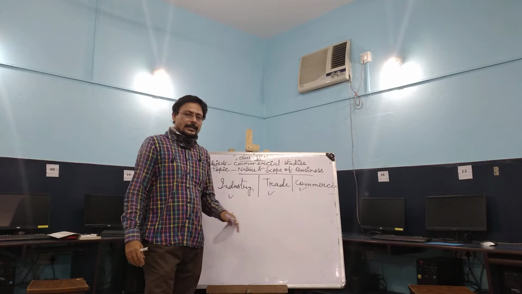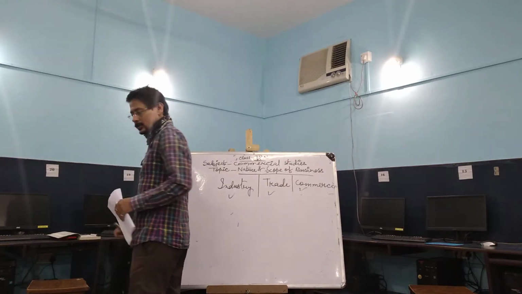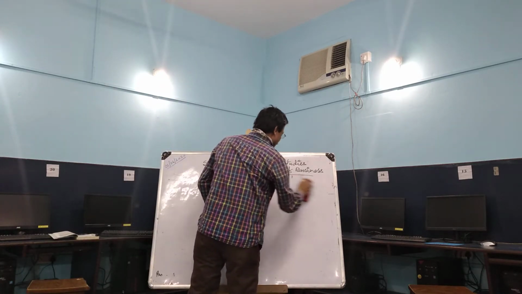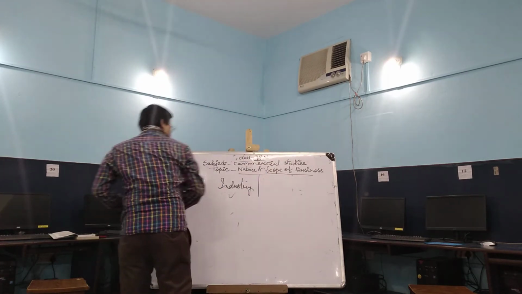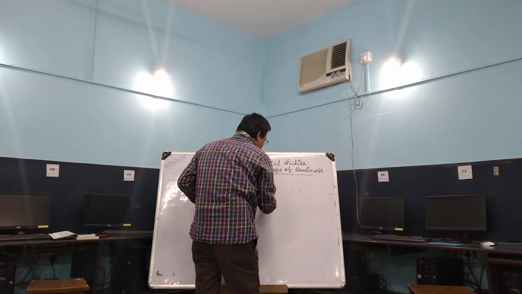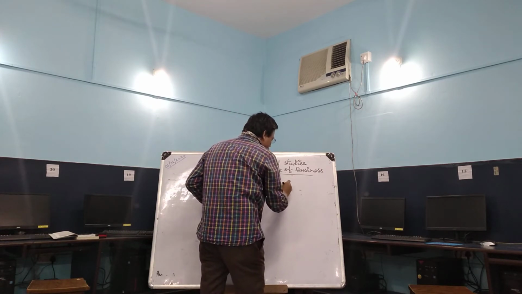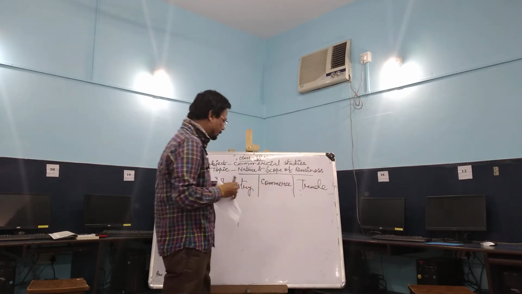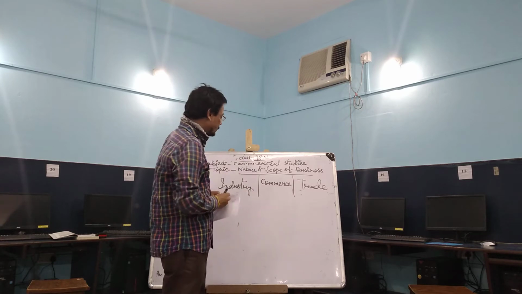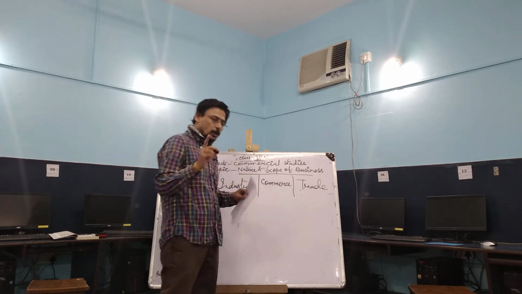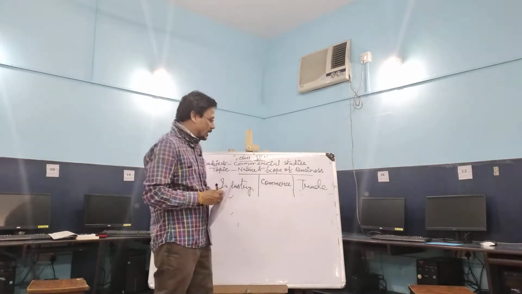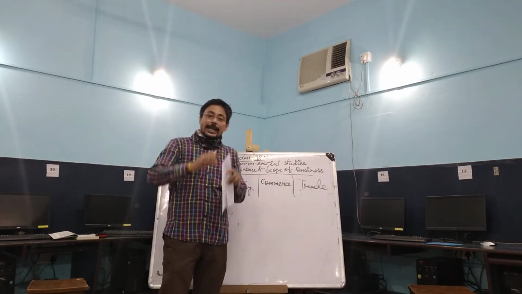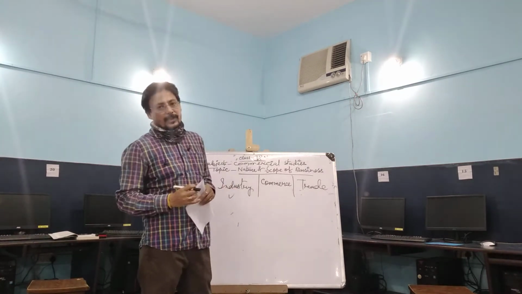Next, trade. Better to write commerce first, then trade. Better to write commerce first: industry, then commerce I am writing. Why have I done this? Remember, there is some reason. Industries are producing goods, but commerce is the activity to distribute the goods and services all over the market. So they have a great, large impact.